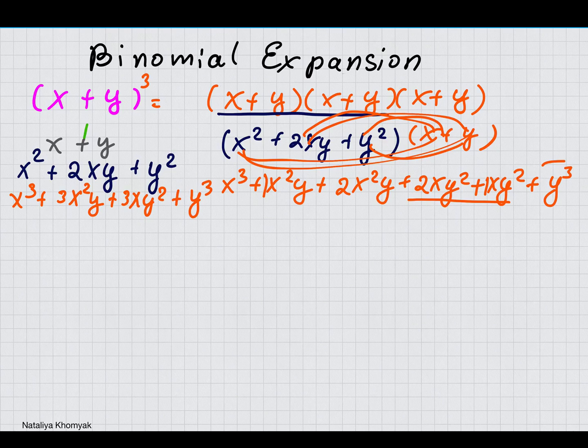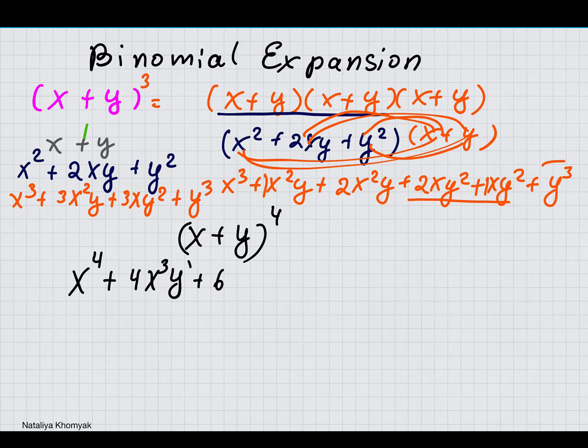And without using the actual calculations, I will expand x plus y to the fourth without actually doing the distribution and multiplying through. This will be x to the fourth plus 4x to the 3, y to the 1, plus 6x to the 2, y to the 2, plus 4x to the first, y to the third, plus y to the fourth. And the reason this was so easy for me is because I know the Pascal's triangle.